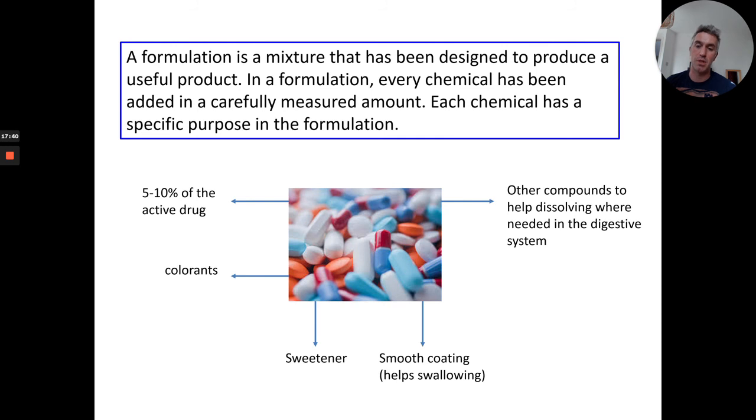Here we go, for example, this is a drug. 5 to 10% is the drug. A few bits are colorants. There's a sweetener, so it doesn't taste disgusting. A smooth coating to help you swallow. And other bits that help it dissolve in your stomach, in your digestive system, to be good for you. So, the last thing is write down a formulation. We'll give you another minute, maybe pause, or not.